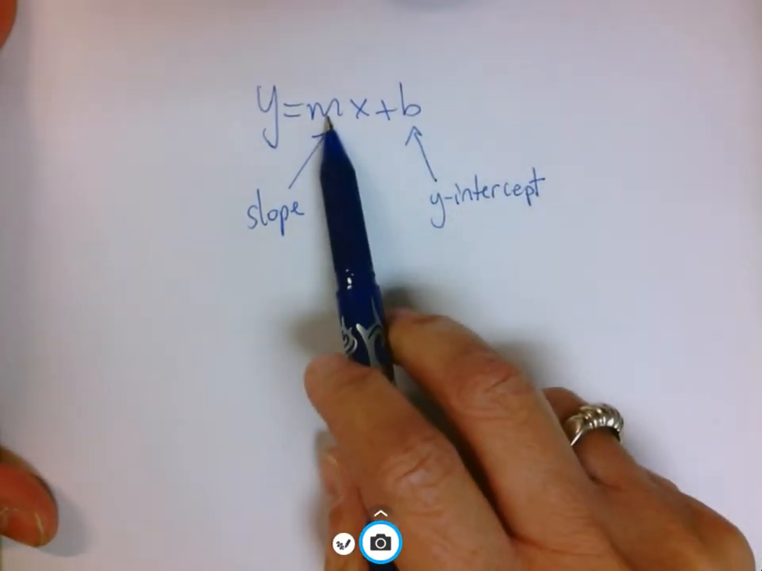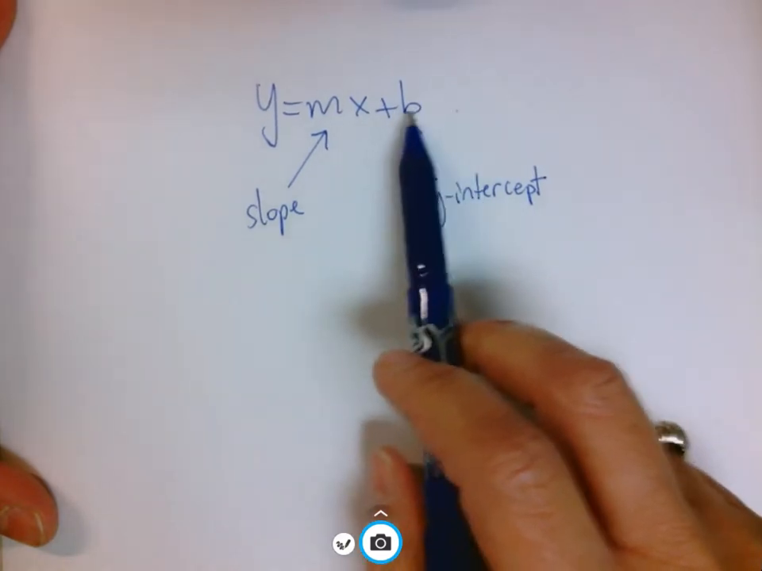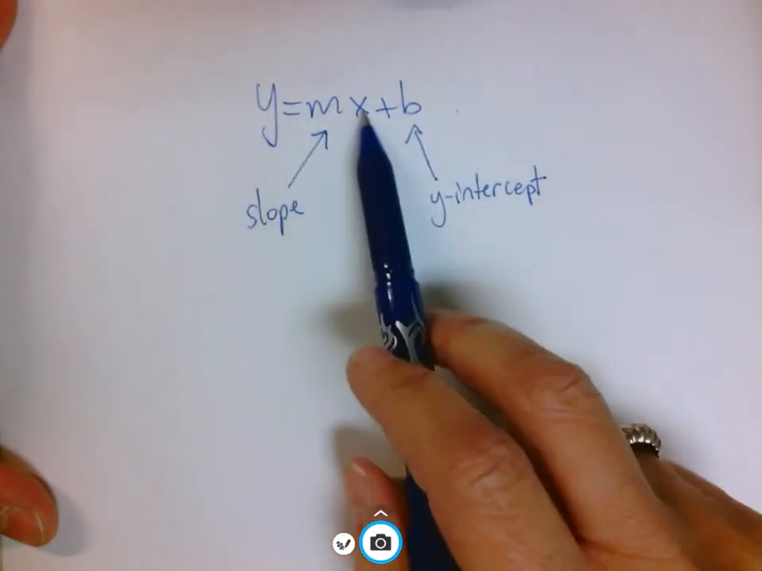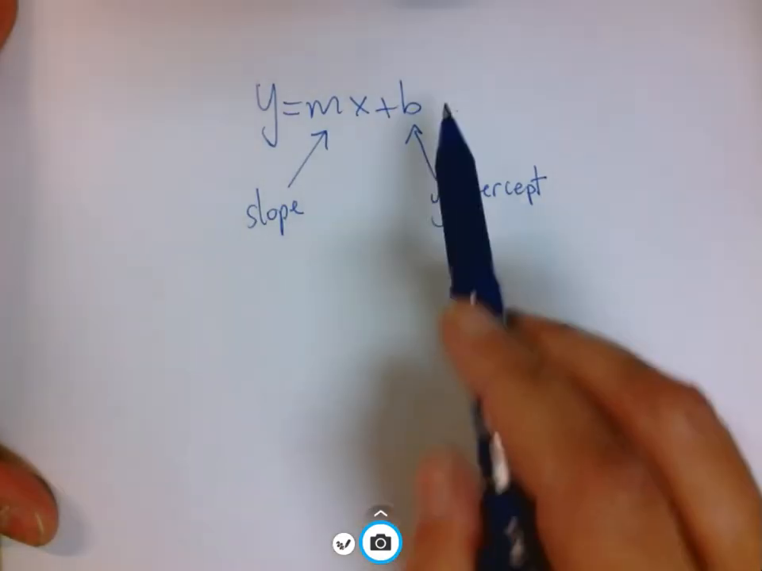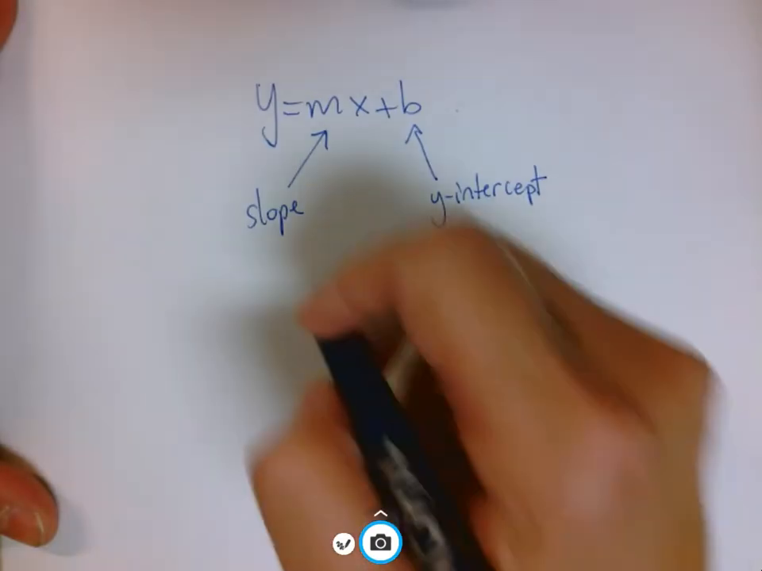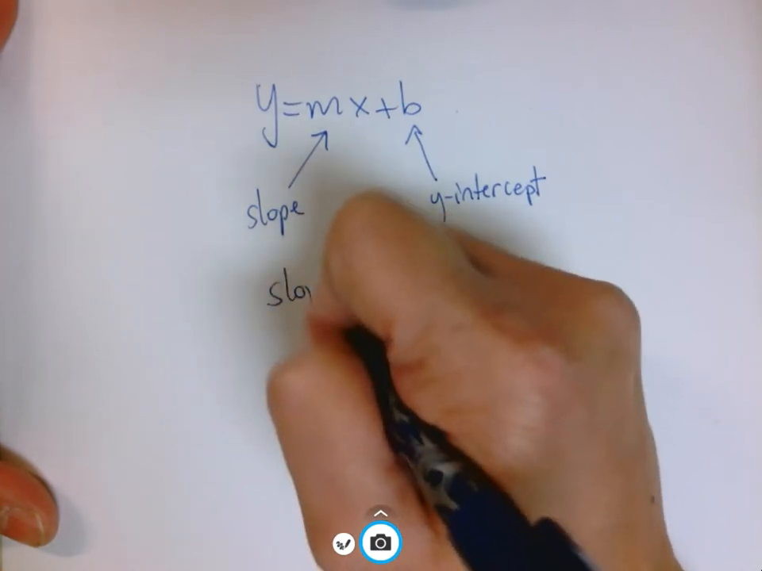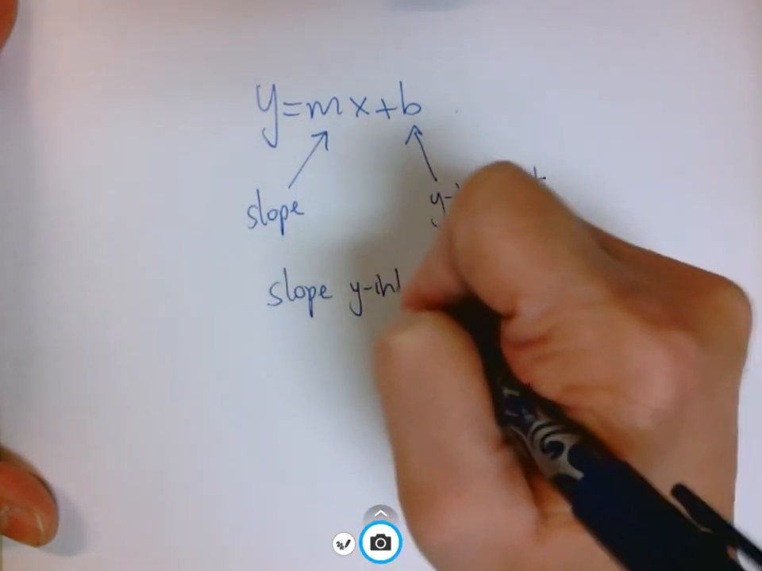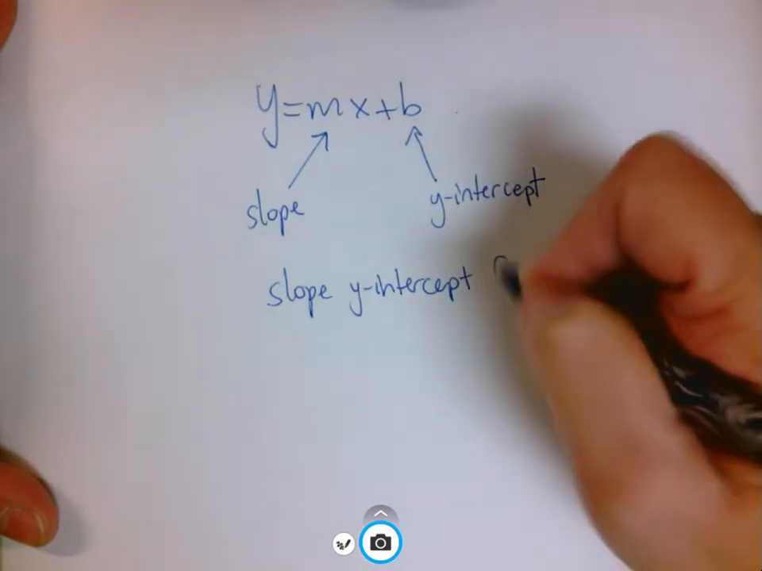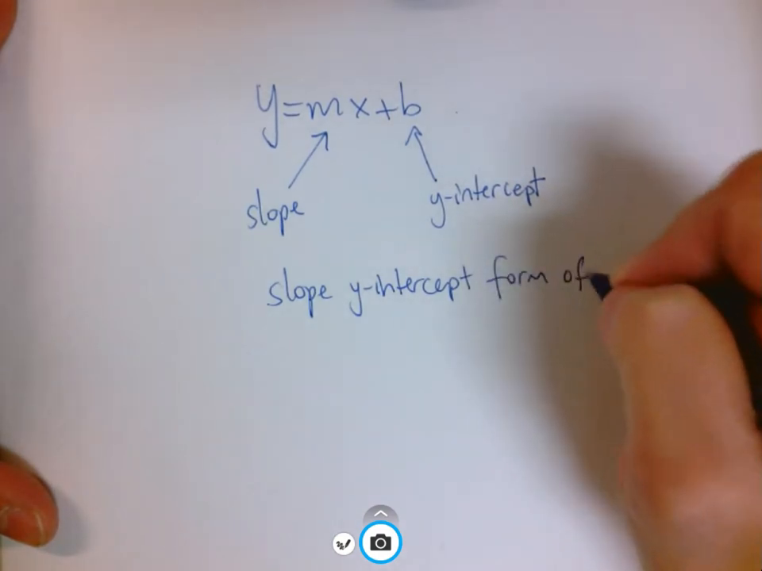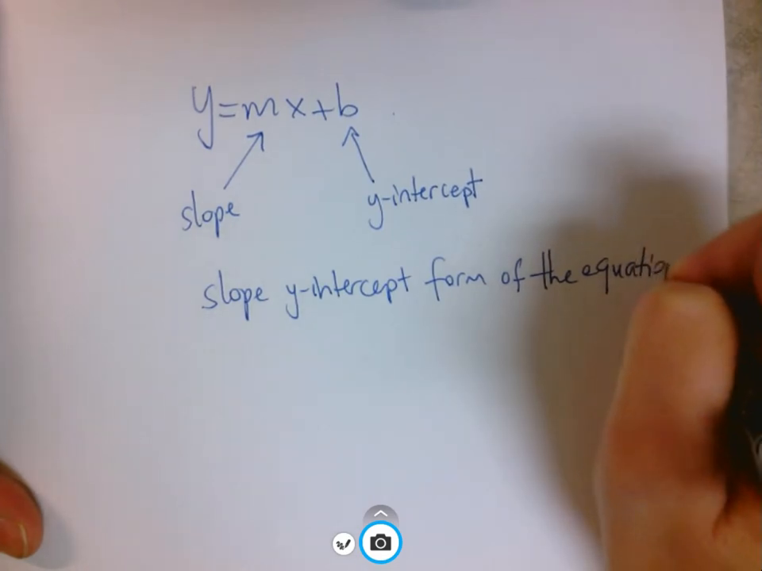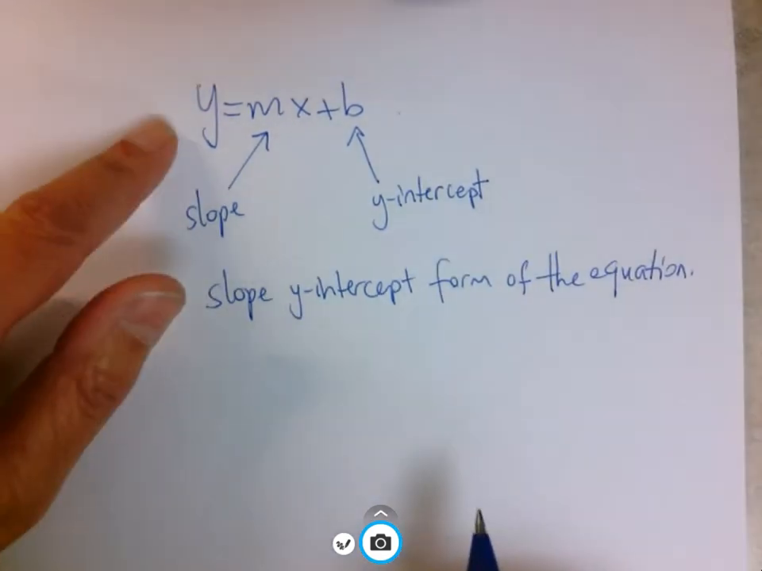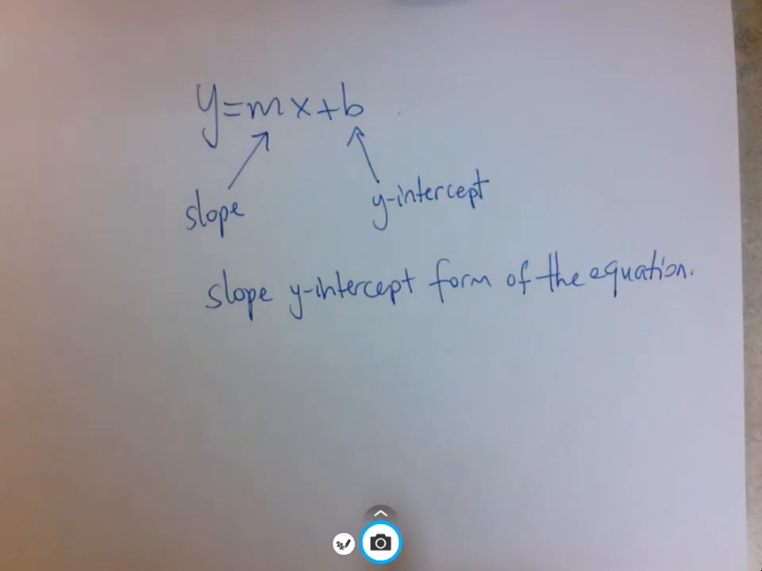and so you'd normally have a number here and a number here, and what this shows is a relationship between x and y. I'll show you what that means in a minute, but this y equals mx plus b is called slope y-intercept form of the equation. Okay, so there's lots of different ways to write equations of lines. This one is called the slope y-intercept form, and that's what we're going to learn in this video.